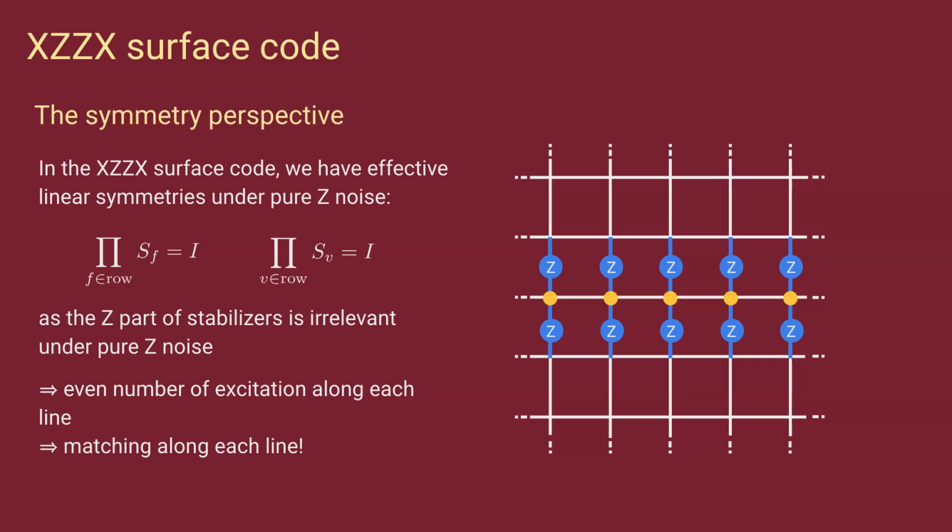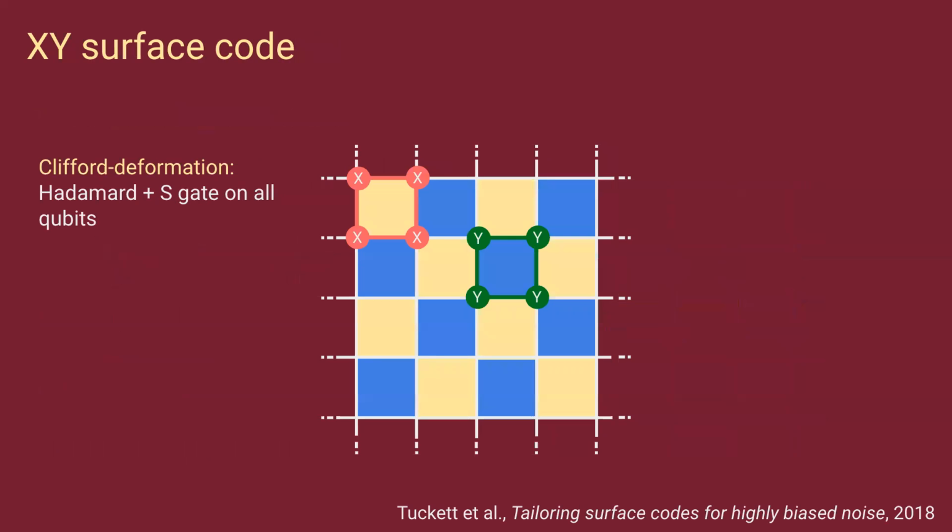Okay. Can I go towards a more advanced version? Yeah. Okay, so the XY surface code. It was actually introduced before the XZZX surface code, and it's another code that has a 50% threshold, identified by S.